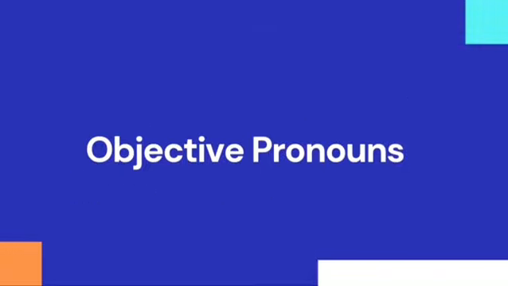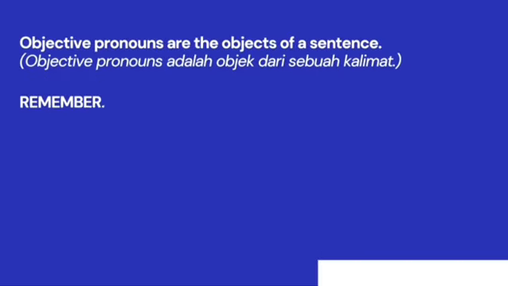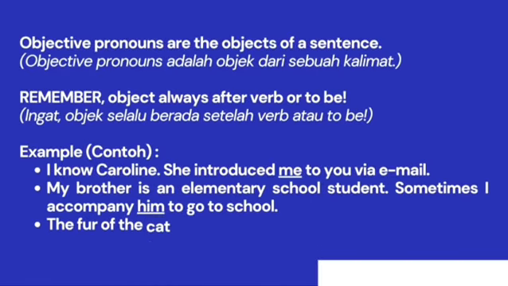Next, objective pronouns. Objective pronouns are the objects of a sentence. Remember, the object is always after the verb or to be. For example, I know Caroline. She introduced me to you via email. My brother is an elementary school student. Sometimes I accompany him to go to school. The fur of the cat is soft. We like to stroke it.